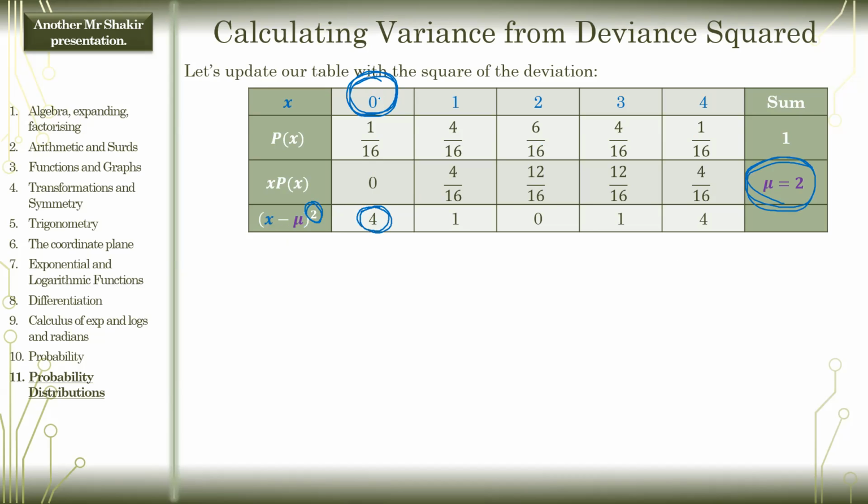So how far was 0 from 2? It was 2 units away. We square it, you get 4. How far away is 1 from the expected value? It's 1 distance away. You square 1, you end up with 1.